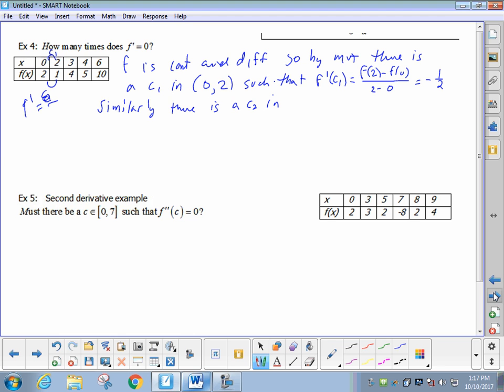Can I go 2 to 3? Sure. Can I go 2 to 4? Sure. Can I go 4 to 6? Sure. Whatever you want. Just as long as you show it's positive some other time. I'm just going to go 2 to 3 because it's adjacent. There's a C2 in 2 to 3 such that f prime at C2 is f at 3 minus f at 2 over 3 minus 2.